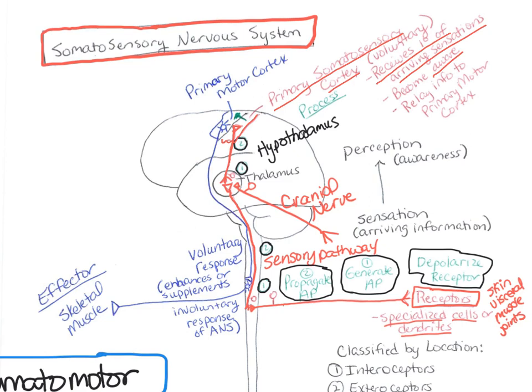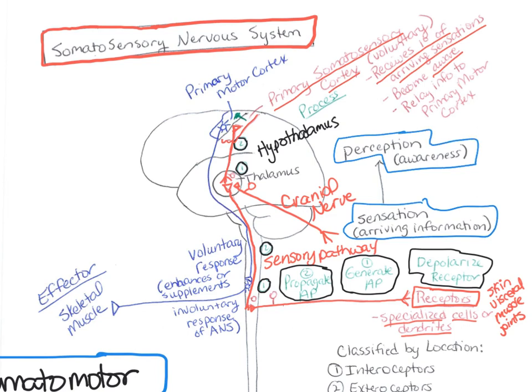So when your receptors are detecting a change, we call that a sensation. And then that sensation has to go somewhere in your primary cortex. And if it goes up to the primary somatosensory cortex, then we become aware of it, and then we call it a perception because now you can perceive that sensation.